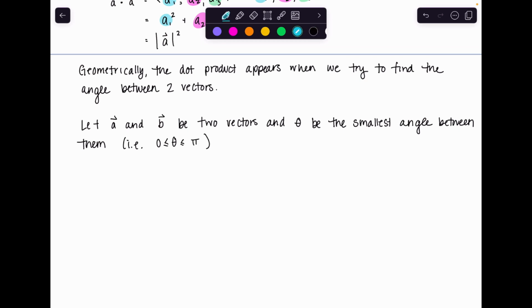The reason for that, to just give you a visual, if here is our vector A, here is our vector B, you technically have two angles. You have a bigger one here, but we want this smaller one. This is what we're considering theta to be. Those two angles would add up to 360 degrees, so theta is the smaller value.